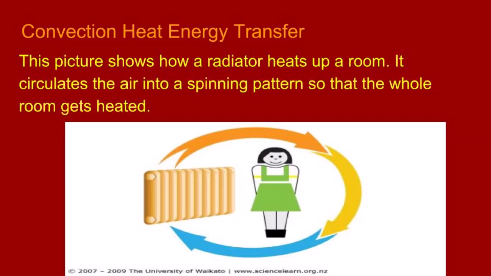Convection heat energy transfer. This picture shows how a radiator heats up a room. It circulates the air into a spinning pattern so that the whole room gets heated. The same thing happens with a boiling pot of liquid.